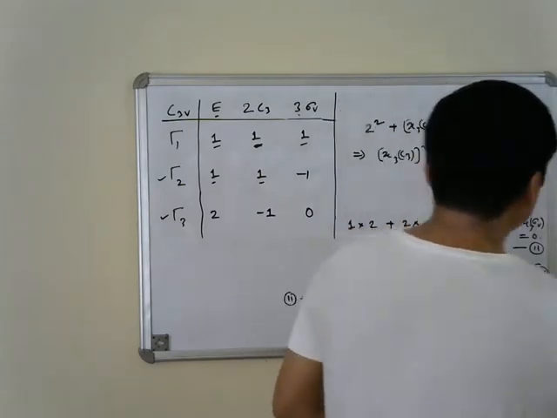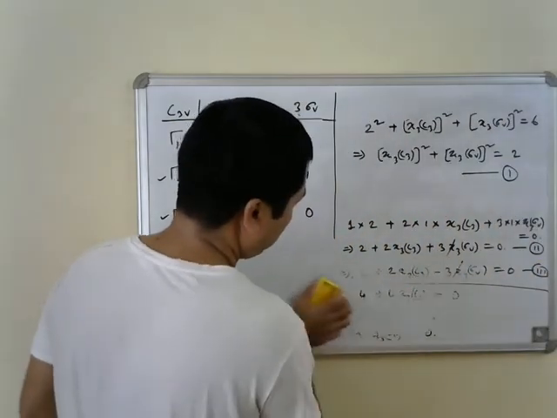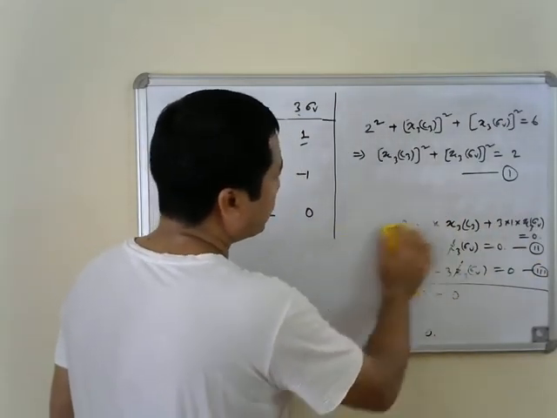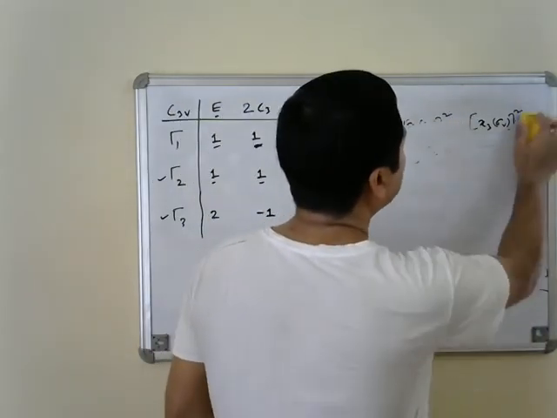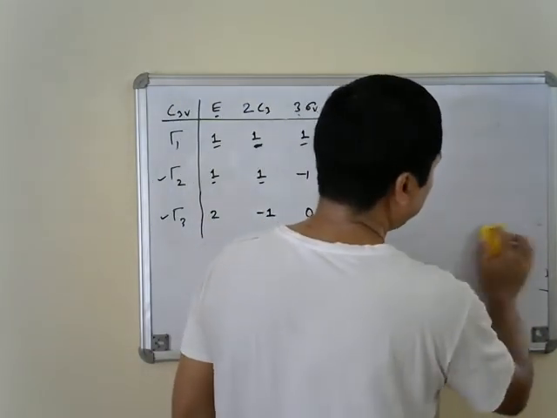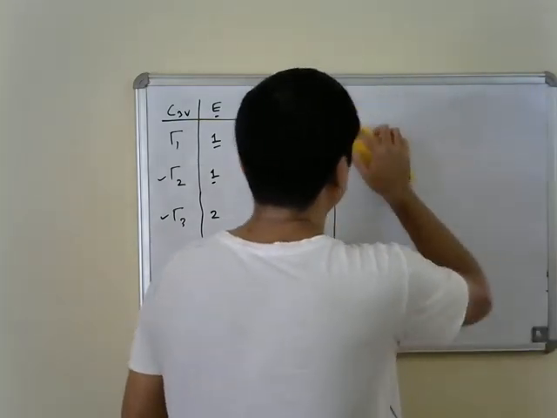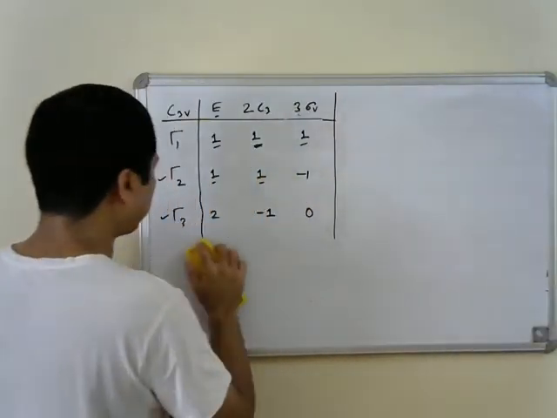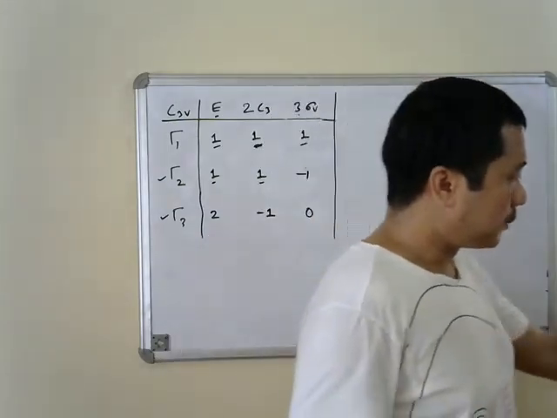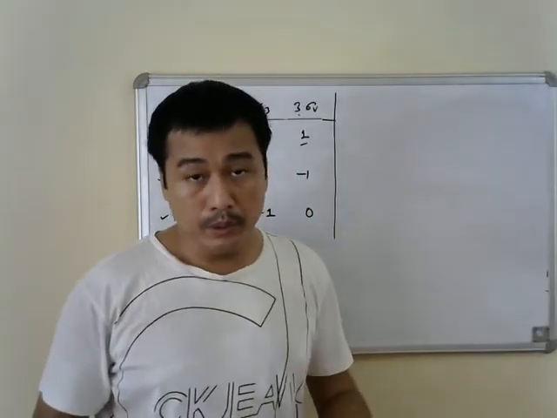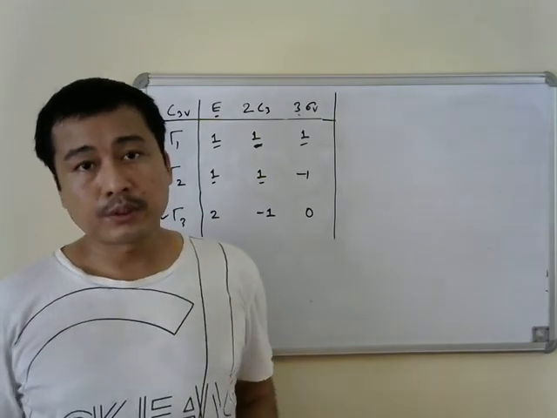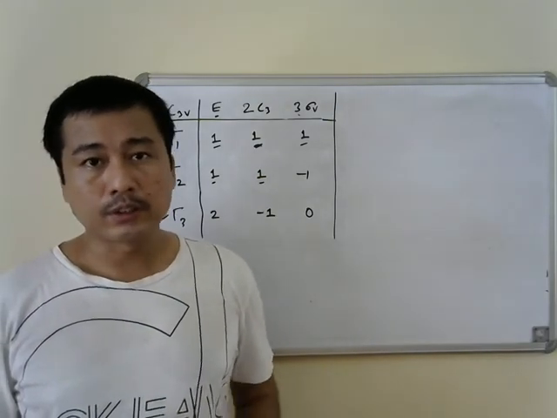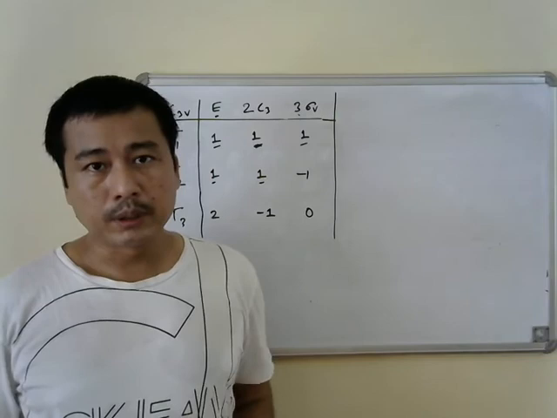So this is how one can find out the characters for different symmetry operations in all the irreducible representations within a given group. You will have to do this exercise for different point groups. That is, you have to use these 5 rules and then find out the characters for different symmetry operations in all the irreducible representations.